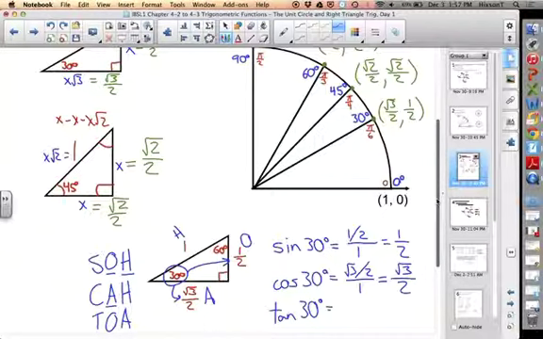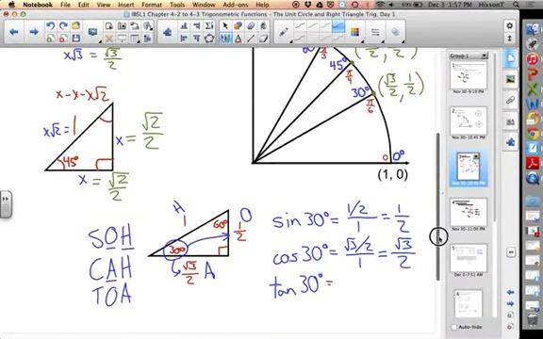They're the coordinates, all right? The sine of 30 is 1/2. That's the y-coordinate, right? And cosine of 30 is radical 3 over 2. That's the x-coordinate at that 30-degree angle. Okay? Does everyone see that? So those are our y and x.